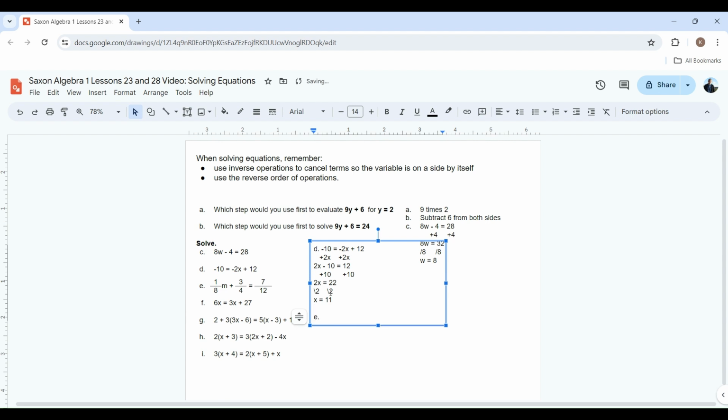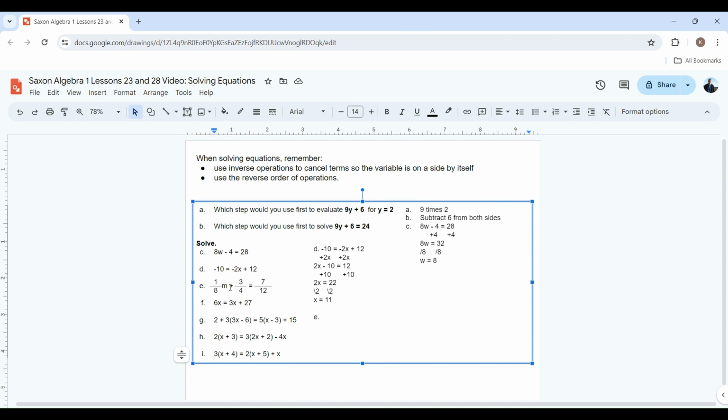Letter E is one that has a lot of fractions in it. 1/8 m plus 3/4 equals 7/12. Now, one thing that I can do with a problem like this is simply multiply by the least common denominator. If I multiply the whole equation by the least common denominator, it'll get rid of all of my fractions, and that would make things really simple. I could also, if I wanted to, find a common denominator. I could just use the common denominator, and then all of my addition and subtraction will work because I'm adding and subtracting things with a common denominator. So there's multiple ways to do this.